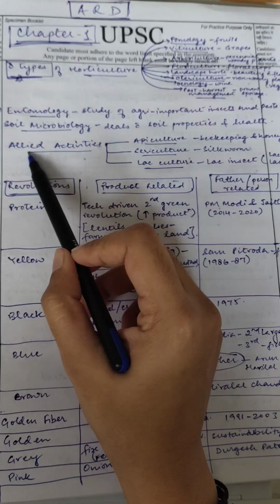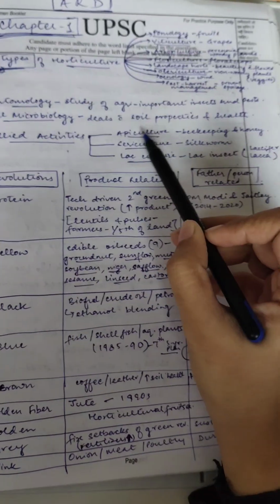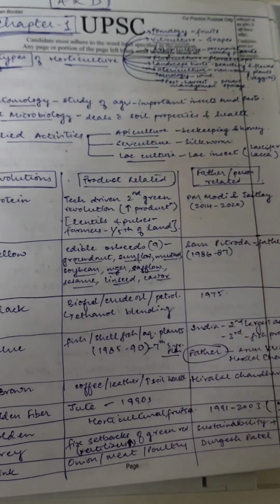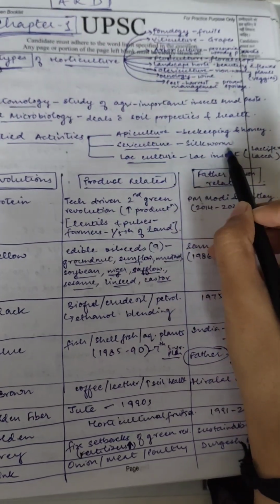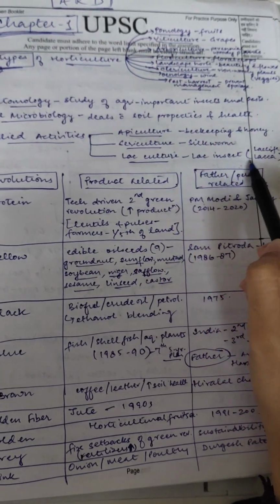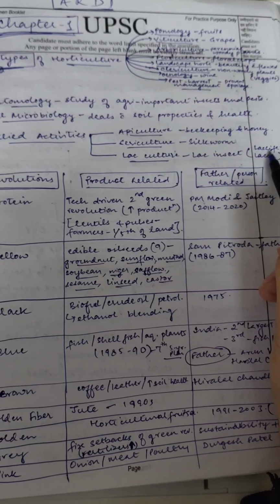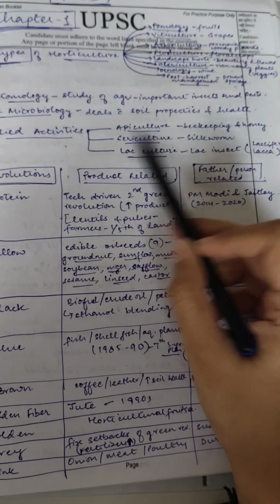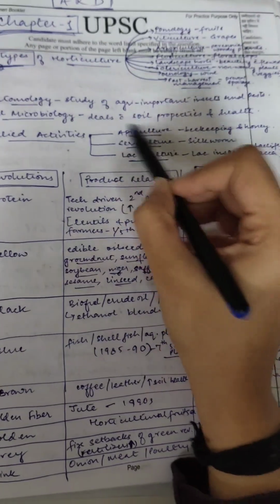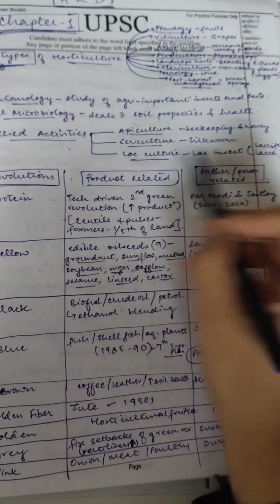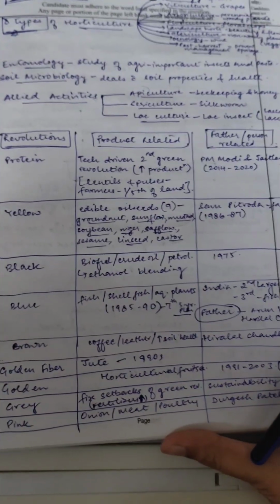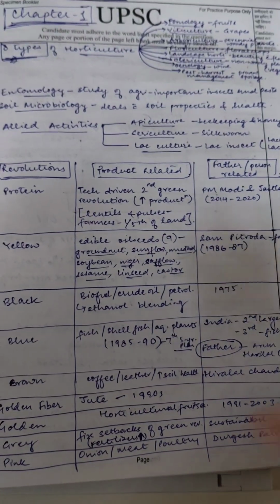Now in agriculture there are allied activities, which are apiculture, sericulture and lac culture. Apiculture is beekeeping and honey. Sericulture is silkworm. Lac culture is lac insect, also known as Laccifer lacca. So the cultivation of silkworm is sericulture, beekeeping and honey is api, honey, seri, silk, lac is lac insect. Now coming to the revolutions, various kinds of revolutions are directly asked in examinations.